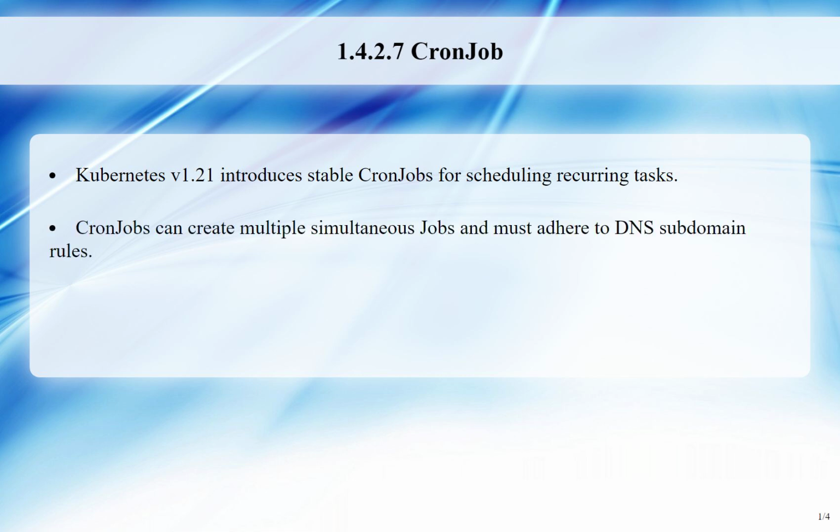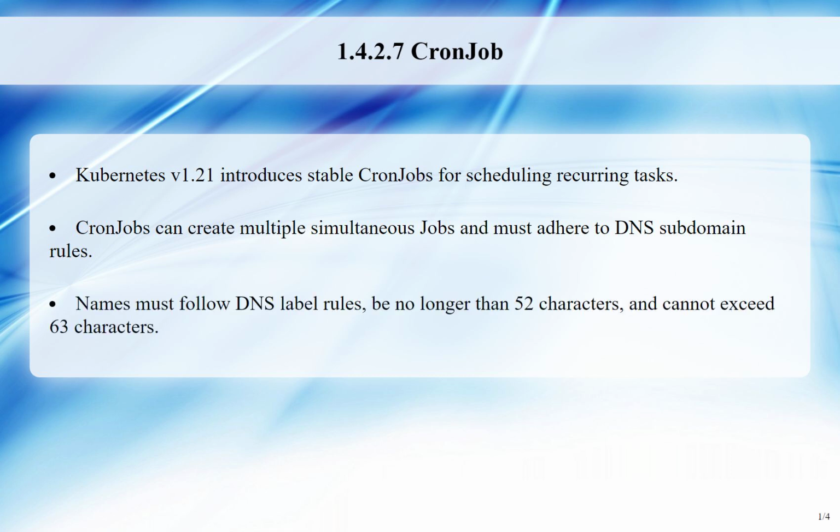However, cron jobs have limitations, such as the potential for a single cron job to create multiple simultaneous jobs in certain scenarios. The name of a cron job must adhere to DNS subdomain rules, which may lead to unexpected pod hostname results. To ensure compatibility, the name should follow stricter DNS label rules and be no more than 52 characters long, as the cron job controller automatically appends 11 characters to the provided name, with the constraint that a job name cannot exceed 63 characters.